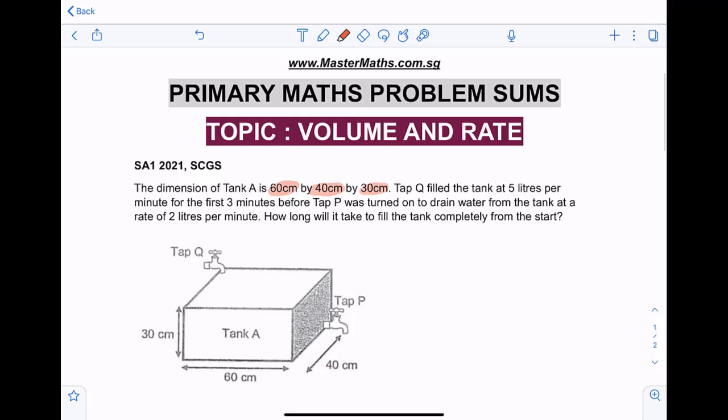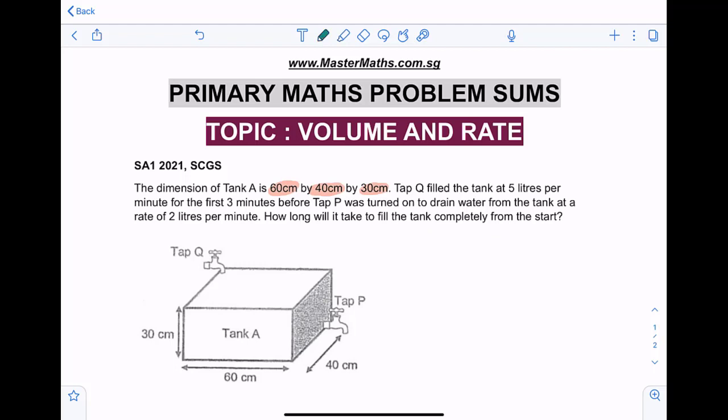The dimensions of tank A are 60 by 40 by 30 centimeters. Tap Q filled the tank at 5 liters per minute for the first 3 minutes before tap P was turned on to drain water from the tank at a rate of 2 liters per minute. How long will it take to fill the tank completely from the start?